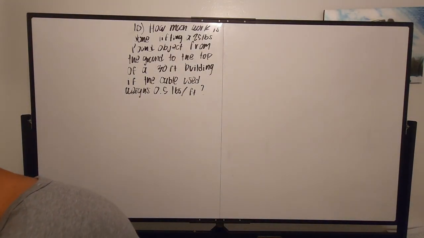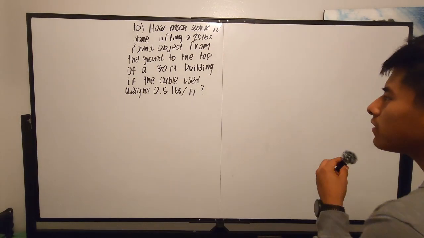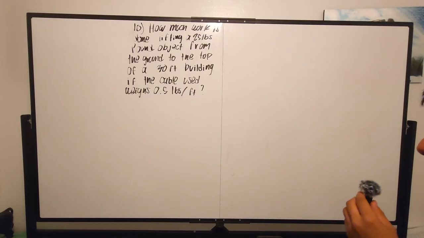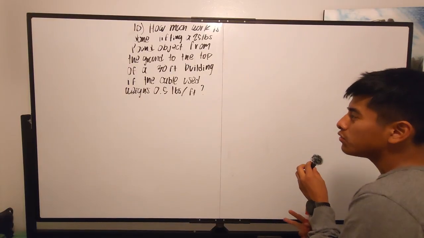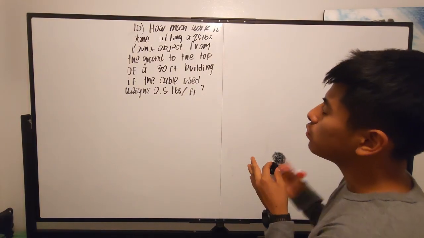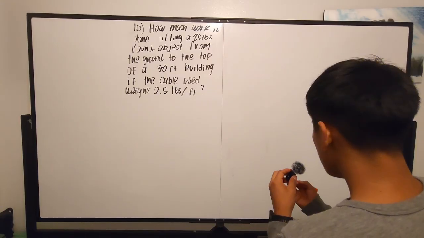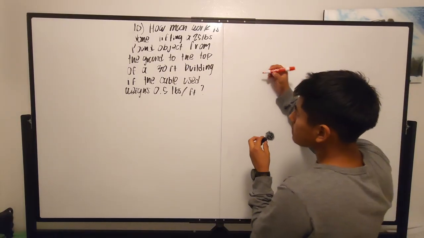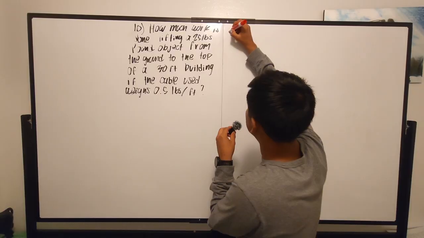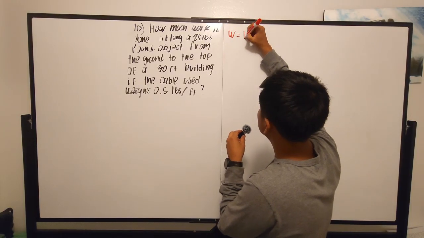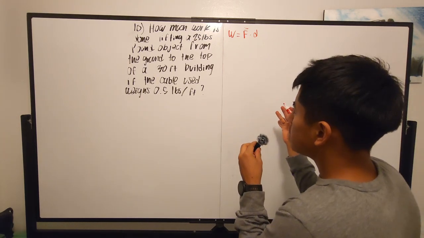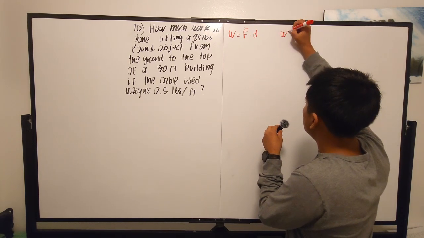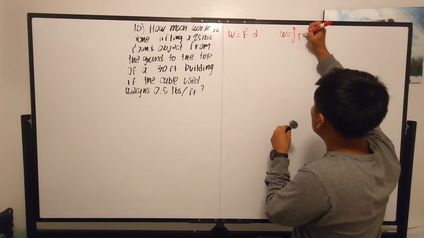First I'm going to break up this problem into two parts. I'm going to do the work done just lifting the object, and then the work done lifting the rope. So work is given by this formula: work equals the force times the distance, if the force is constant. If the force is not constant, then work is given by the integral of force.